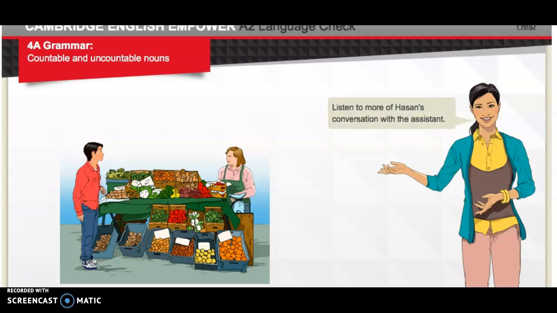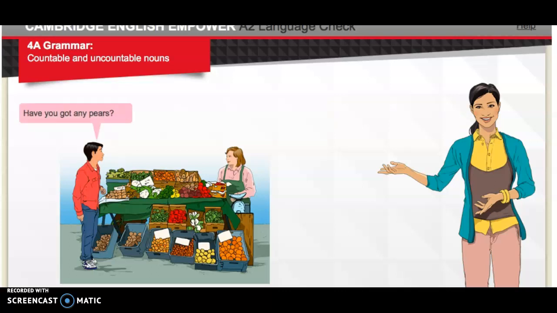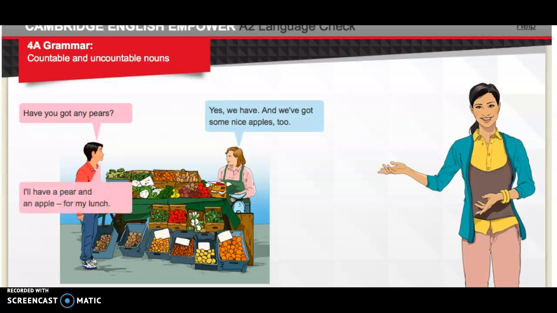Listen to more of Hassan's conversation with the assistant. Have you got any pears? Yes, we have. And we've got some nice apples too. I'll have a pear and an apple. For my lunch.